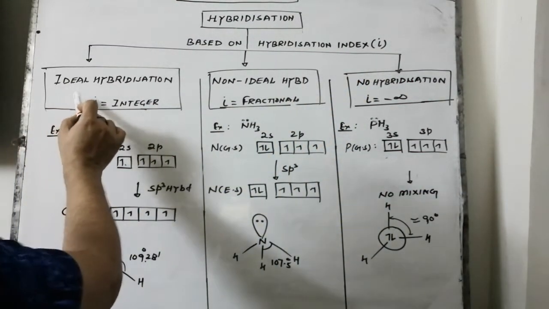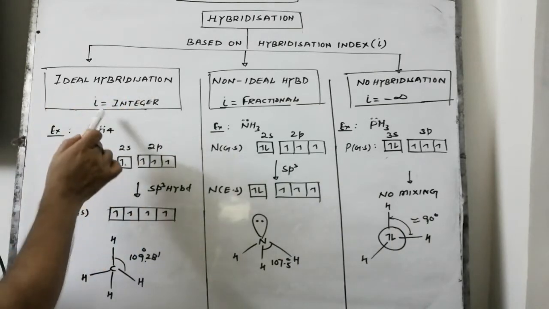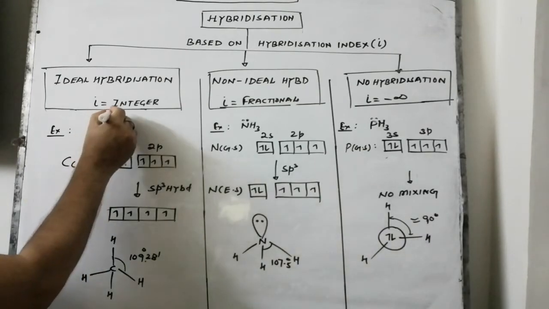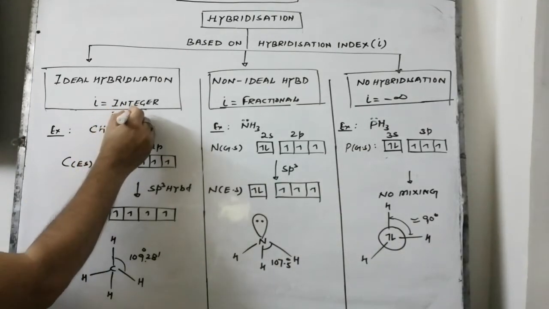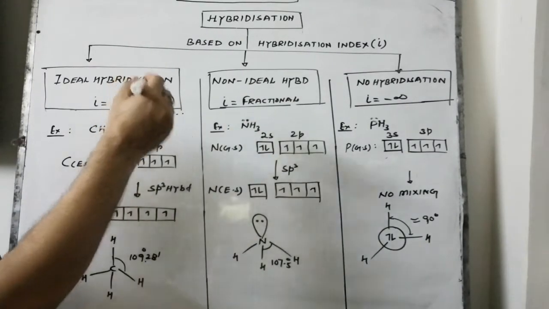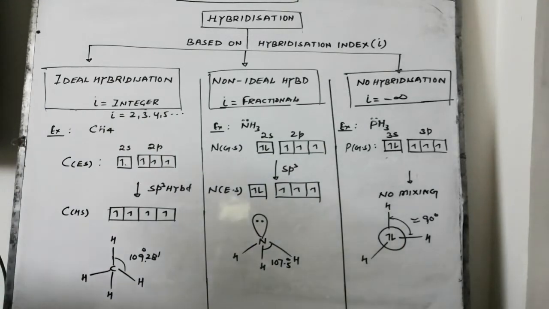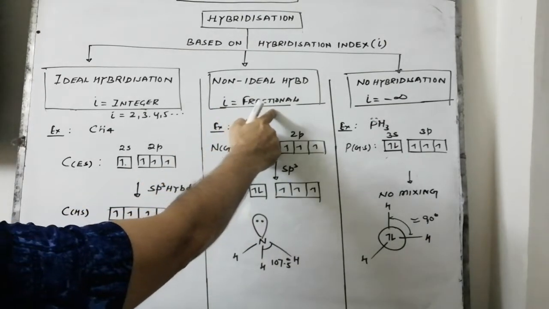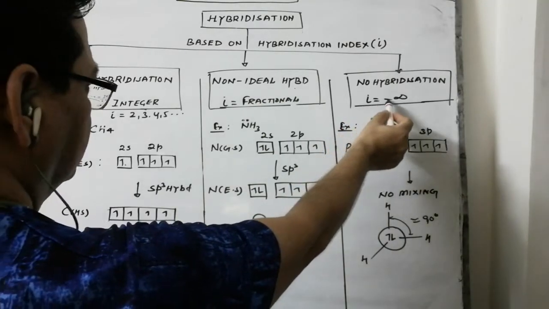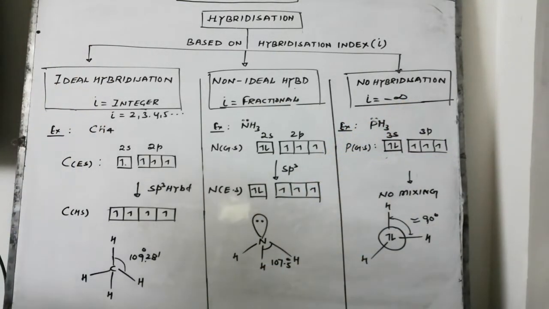First of all, I am explaining ideal hybridization, where I is an integral value. I can have integral values, like here it can be 2, this can be 3, this can be 4, 5, and so on. If I comes out to be a fractional value, then it is called non-ideal hybridization. And if I comes out to be minus infinity, then we say that no mixing or no hybridization is happening.